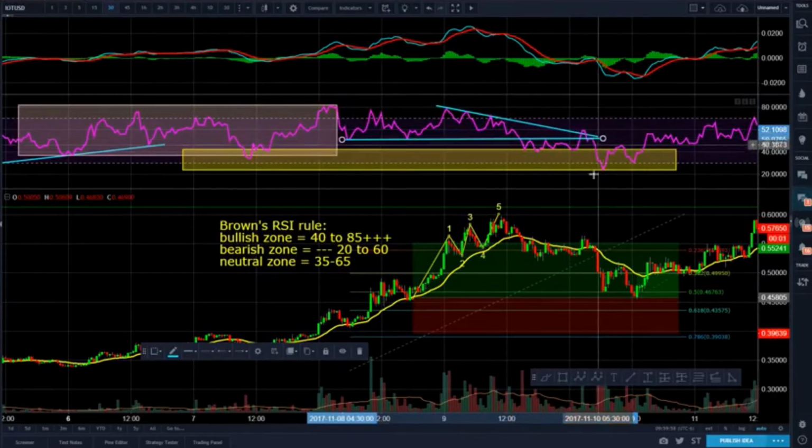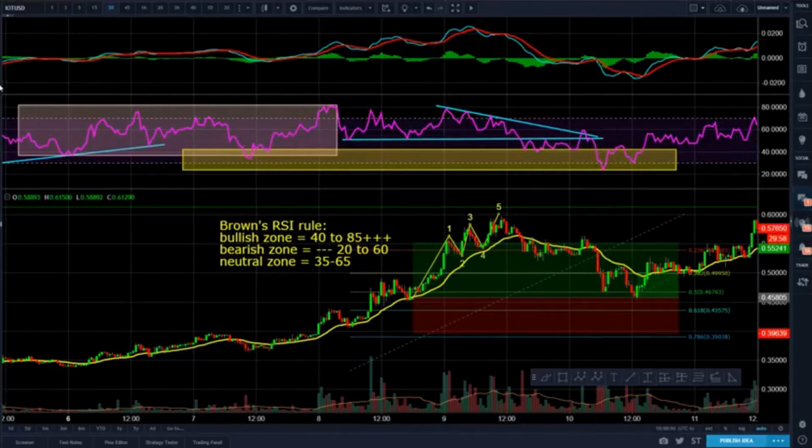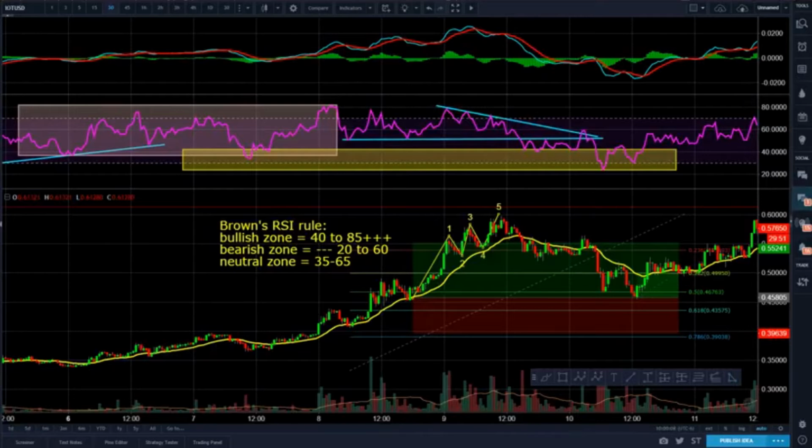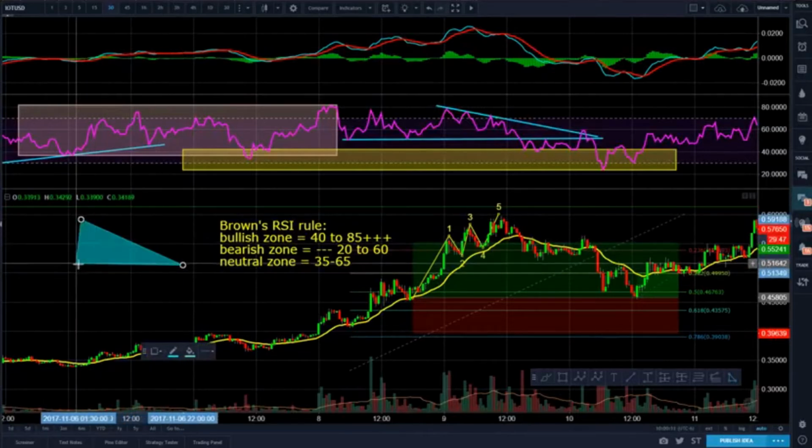Right? And guys, what does this make? What does this make? No, really, answer it out loud to yourselves. What shape does this make? That makes a symmetric triangle, or not a symmetric. That makes a descending triangle. Wouldn't you guys agree?